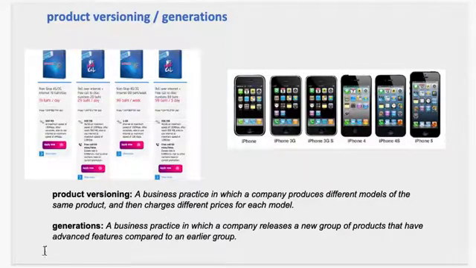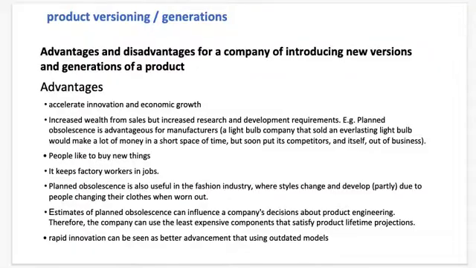You can read the definitions here, but essentially, a version is the same type of thing, but it's done a little bit different. Maybe the prices are different, maybe the model is different, versus the versioning is each year, maybe they come out with something new, maybe new features, new technologies, whatever it is, to make it different than last year's. Okay? So you can have a look through the advantages and disadvantages of versioning and generations.